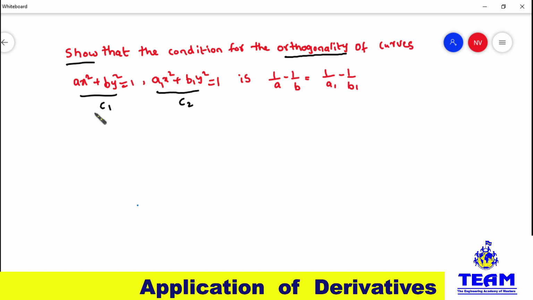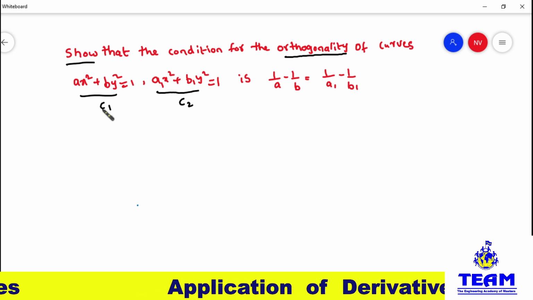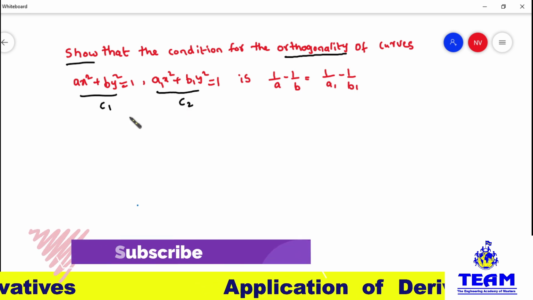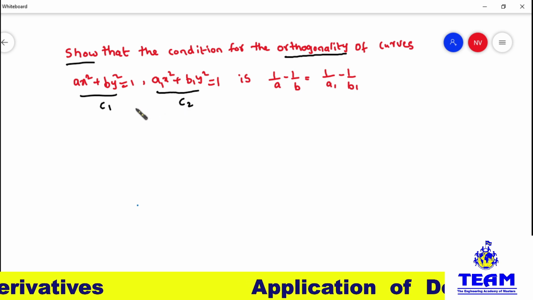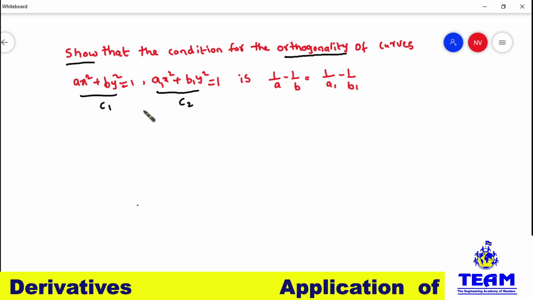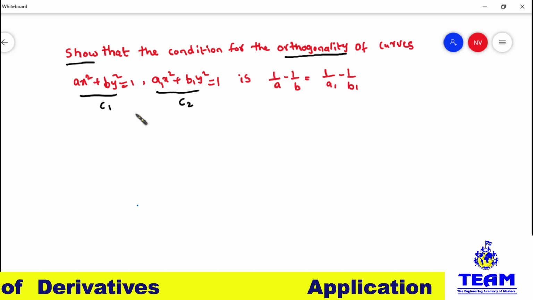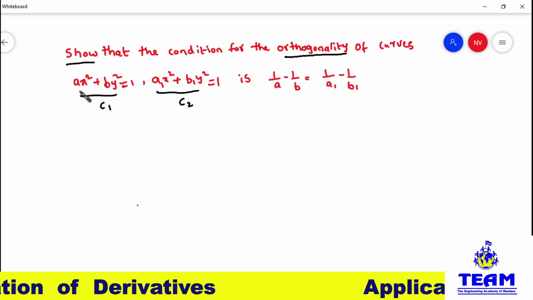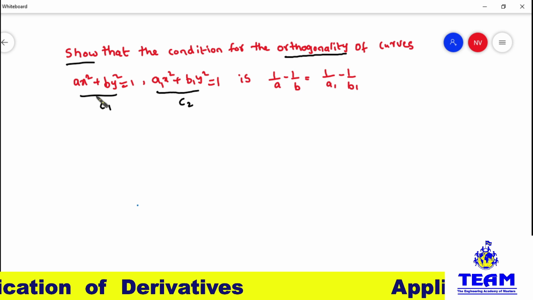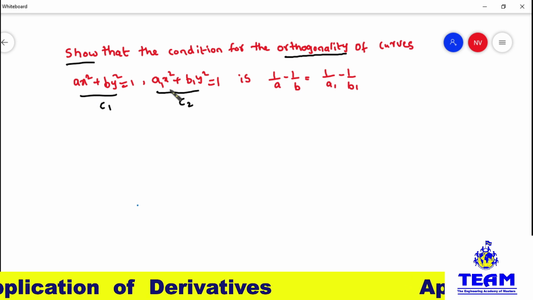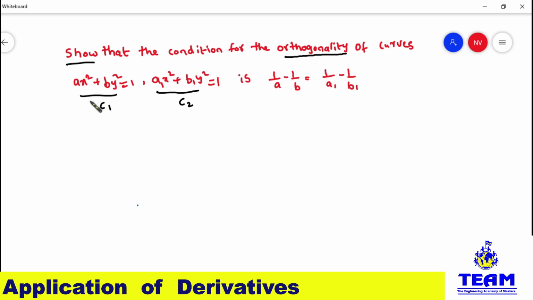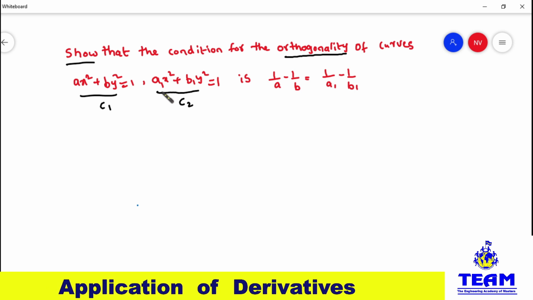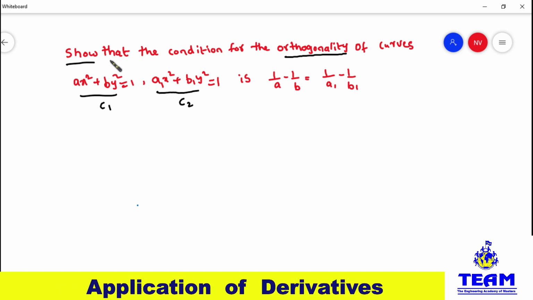Friends, generally in problems, what will they do? Show that two curves intersect orthogonally, or else find the angle between two curves. But in this case, what did they give? They are saying C1 and C2 curves are orthogonal. Orthogonal curves means they intersect orthogonally at at least one point. But here, what have they given? Ax square plus by square is equal to 1. Are the values of a and b given? No. Are the values of a1 and b1 given? No. So we have to consider that a, b, a1, b1 are arbitrary constants.